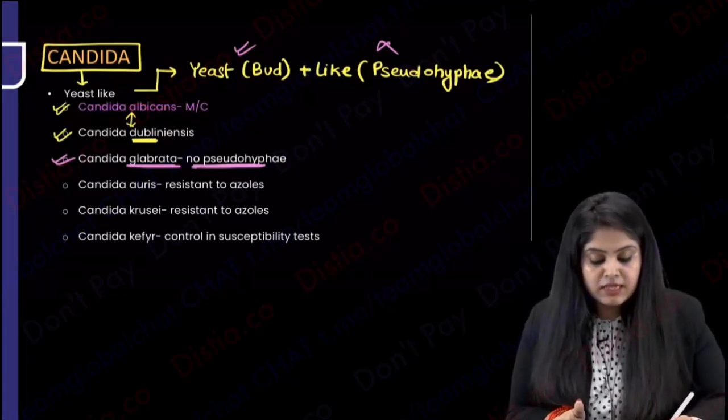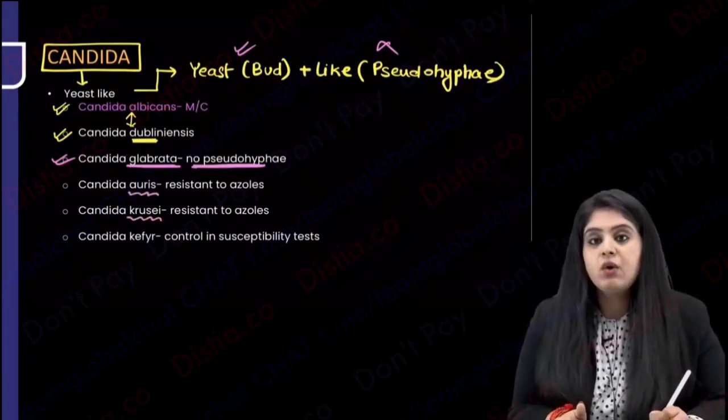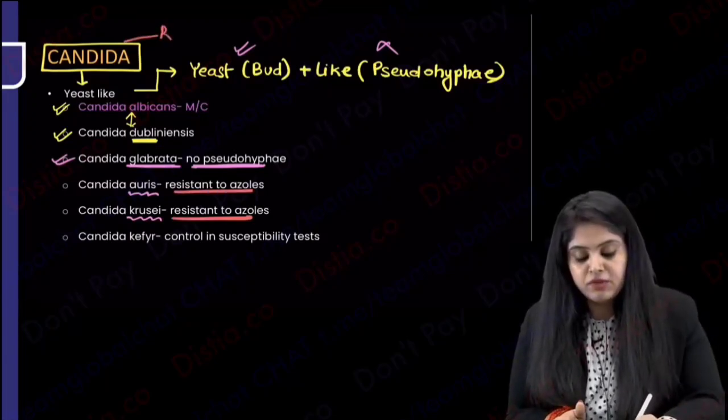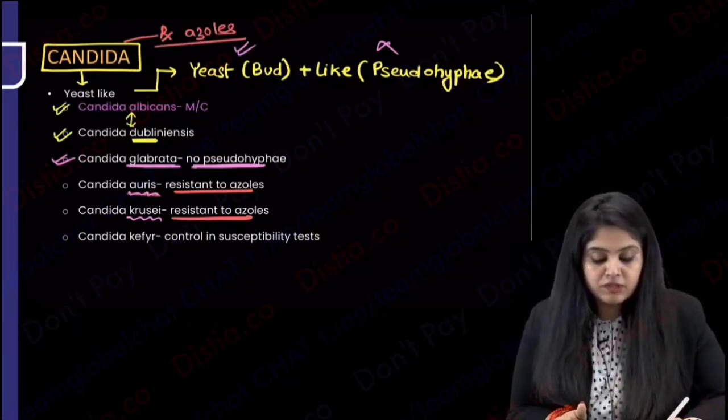Okay, next talk about Candida auris and Candida krusei. Candida auris and krusei are the ones which are resistant to azoles. Basically, for the treatment, we give azoles, but which are the ones which are resistant to azoles? So auris is going to be resistant to the azoles, and we have krusei.